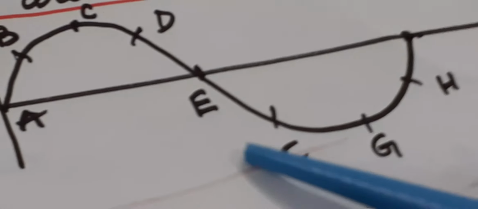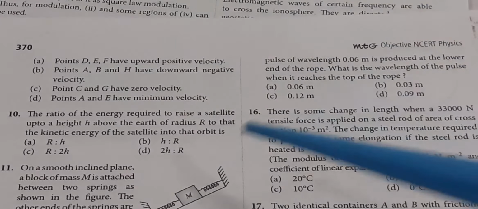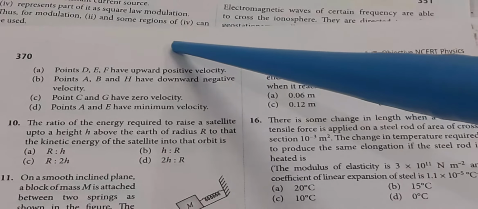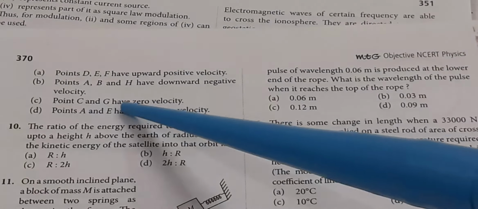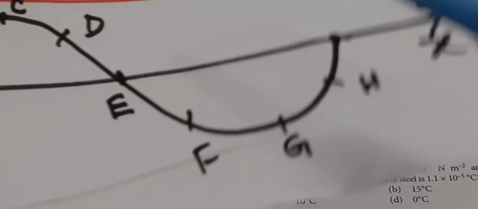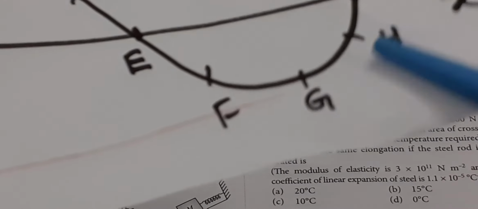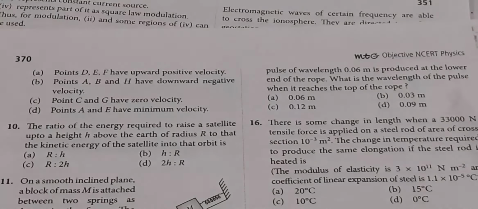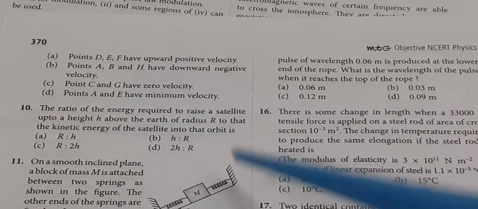Now F is here. This will go up. A, B, H. I think it is asked about A, B, H. H will come down. You can see here this H point, as the wave travels this side, will come down further. Now this point is also correct.